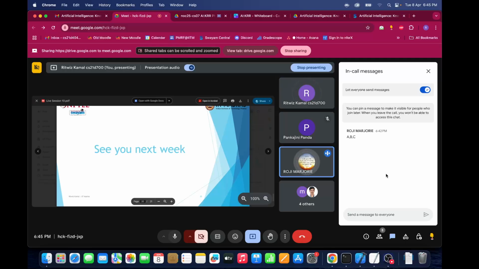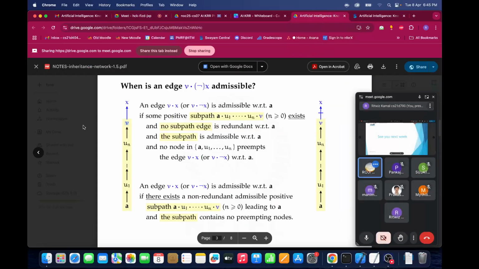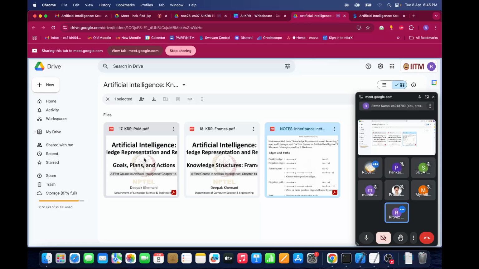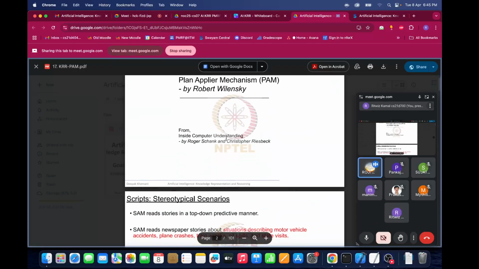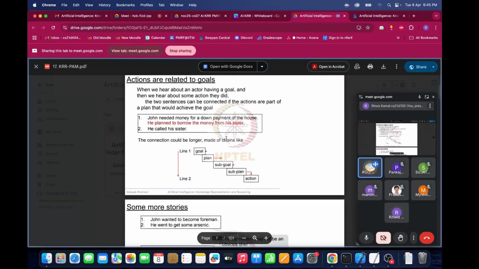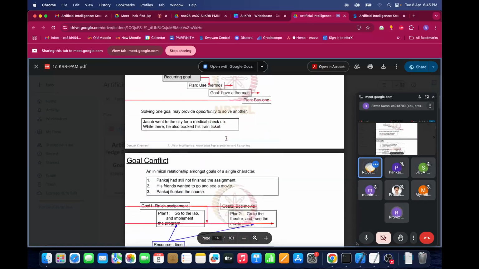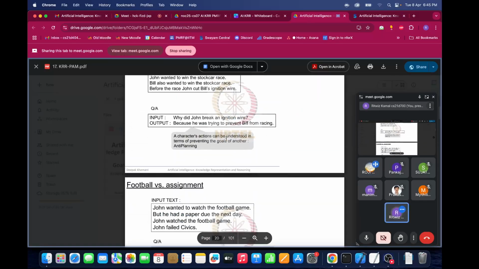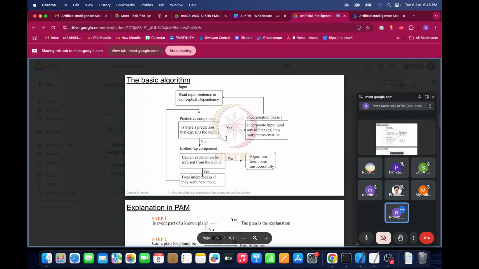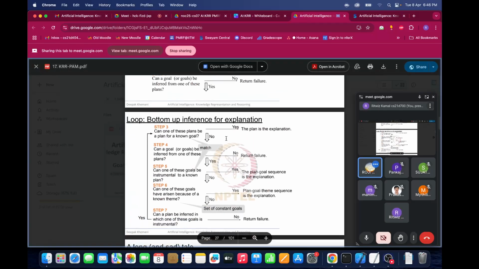Sir, if you can just give a brief overview on PAM, goal, action, just a brief, it will be helpful for us, sir. Okay, I can try. At least the block diagram, the flow diagram, it shows. Maybe I can go through the explanation steps involved in PAM.